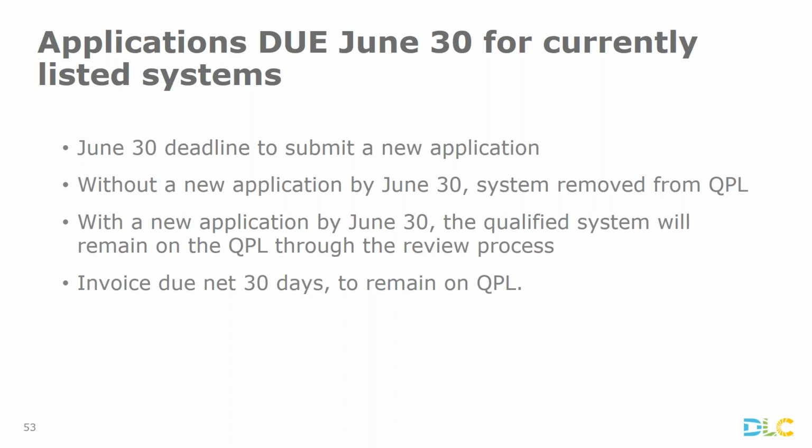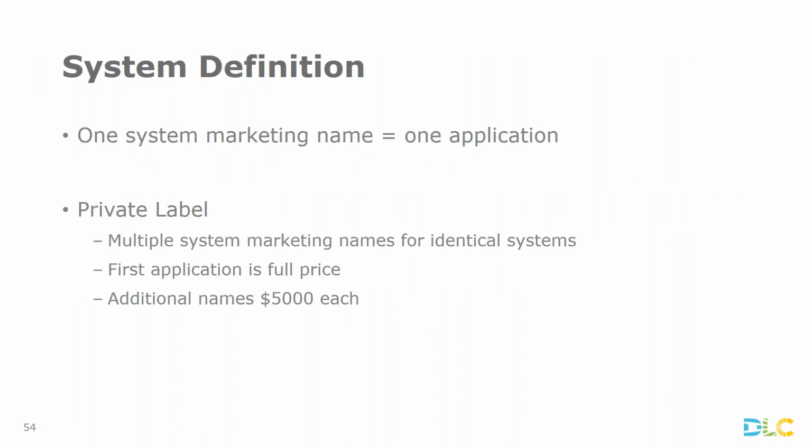If a new application is received by June 30th, then the qualified system will remain on the QPL through the duration of the review process until the application is accepted or rejected for qualification. As part of the review process, an invoice for the qualification fee will be issued. If payment is not received within the payment terms of the invoice, which is 30 days, then the system will be removed from the QPL until the payment has been received.